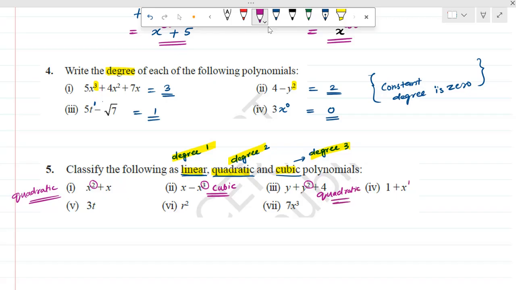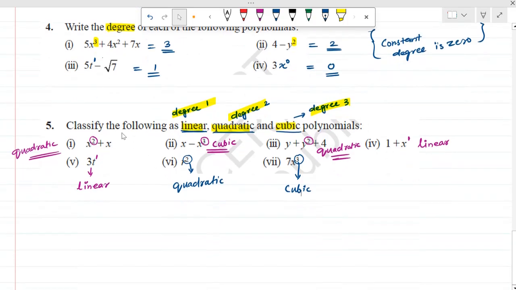What is the degree here? 1. So degree 1 means linear. Now what about here? Degree 1, it's a linear. And here, what about this one? Degree 2, so it's a quadratic. And here degree 3, so it's a cubic. Don't worry about the terms or anything, only the degree you have to see. If the degree is 3 it is a cubic, if degree 2 it's a quadratic, and degree 1 is a linear. Is it clear? Thank you.